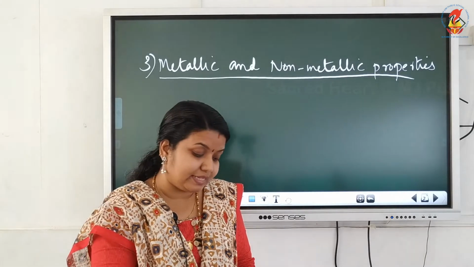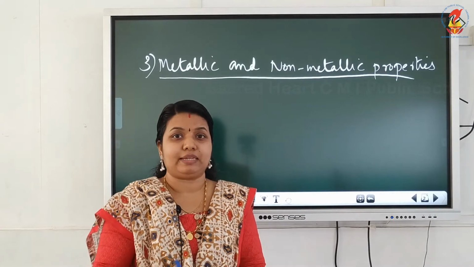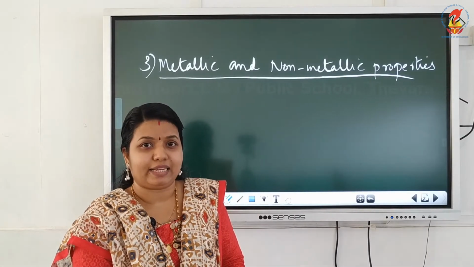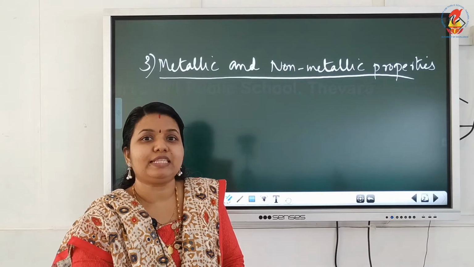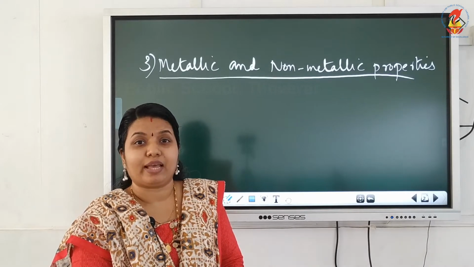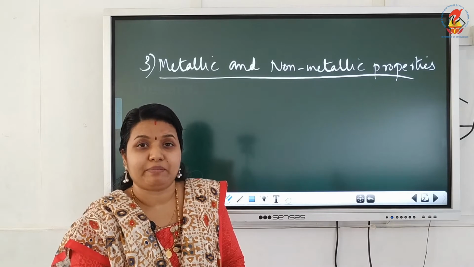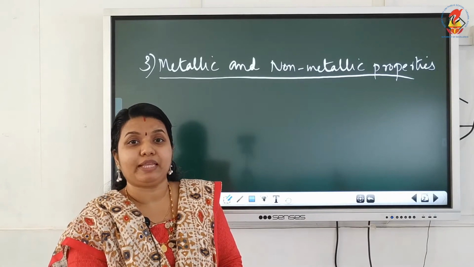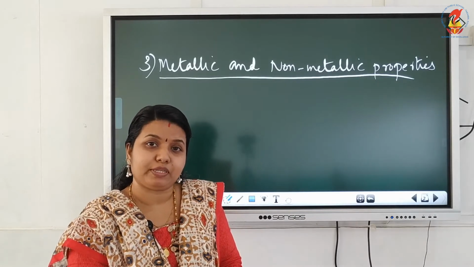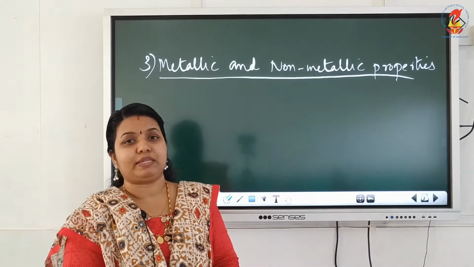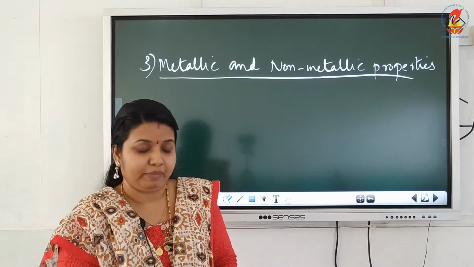And now you can see a zigzag line between metals and non-metals, separating them. These borderline elements are known as metalloids or semi-metals. They have intermediate properties. They have some properties of metals and some properties of non-metals. We call them metalloids or semi-metals.